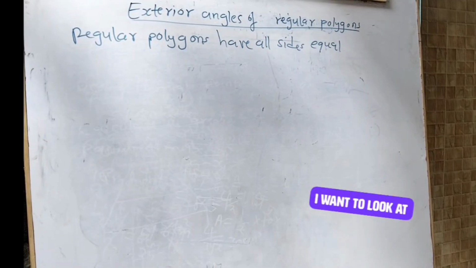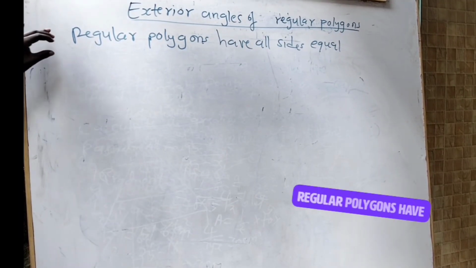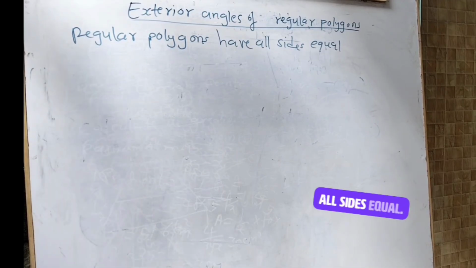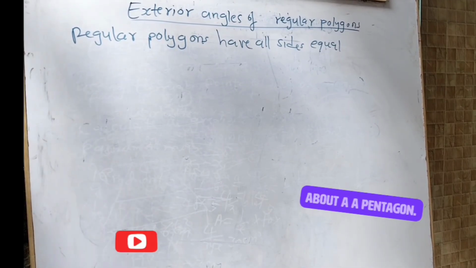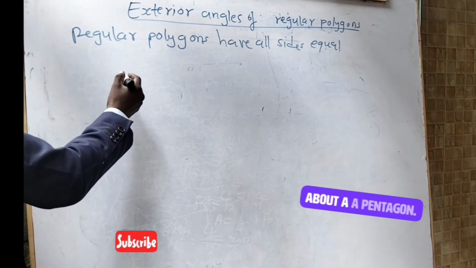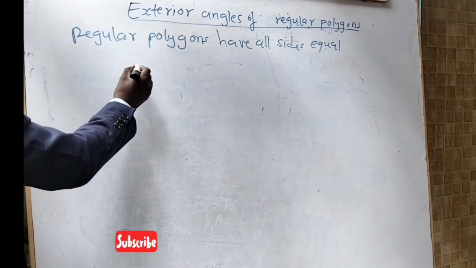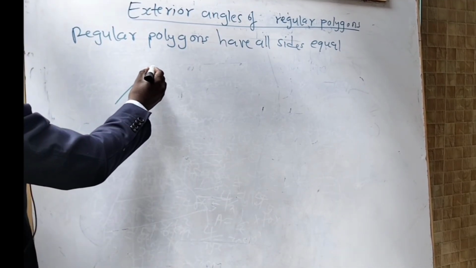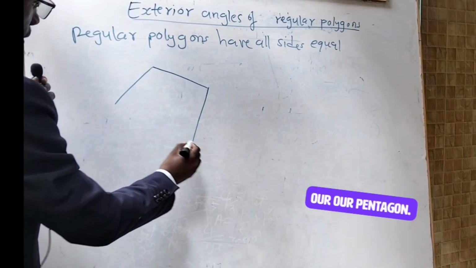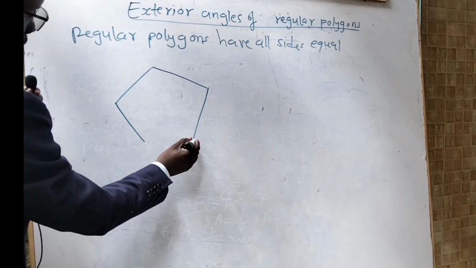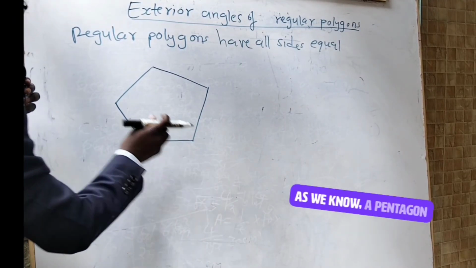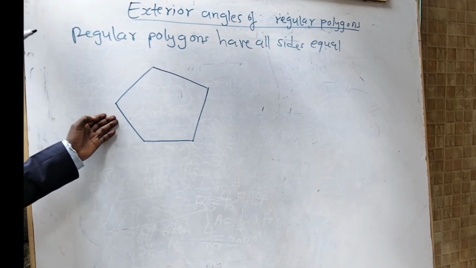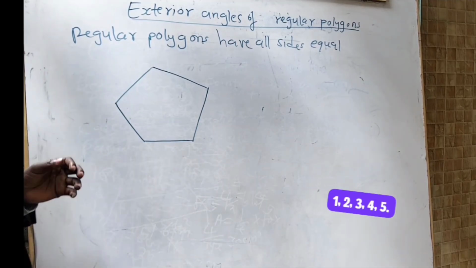So you want to look at exterior angles of regular polygons. Regular polygons have all sides equal. For instance, if we talk about a pentagon, this is our pentagon. As we know, a pentagon has 5 sides: 1, 2, 3, 4, 5.